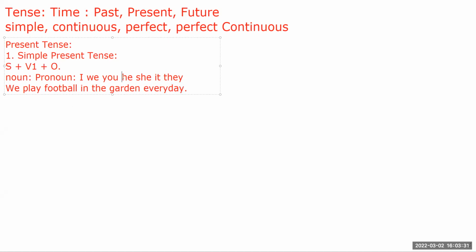Now this time you have to be very careful about he, she, it. If it is he, she, it, in that case what happens with the verb? What happens to the verb? Who will tell? The ing suffix is added. ing pratyay.